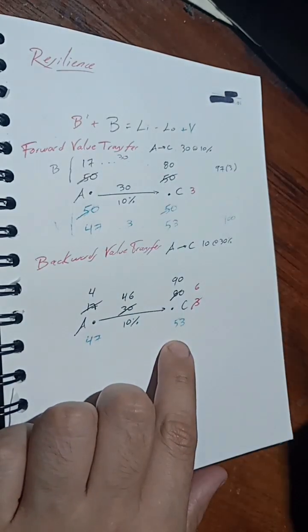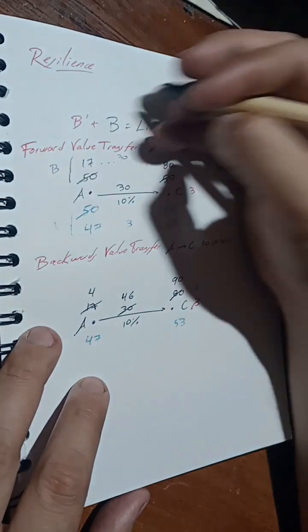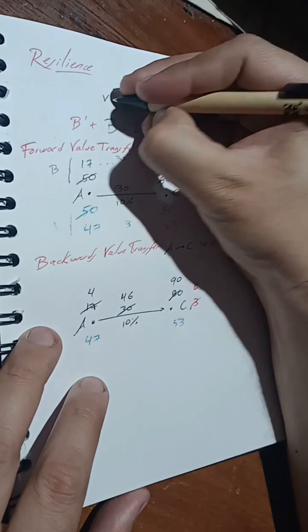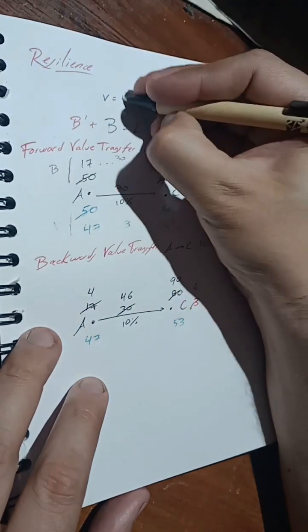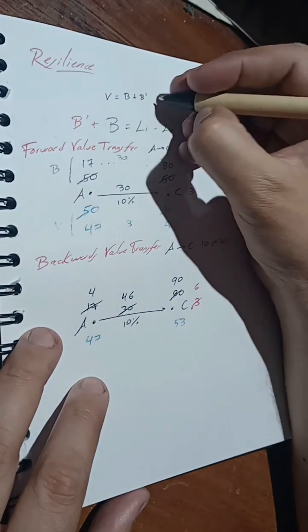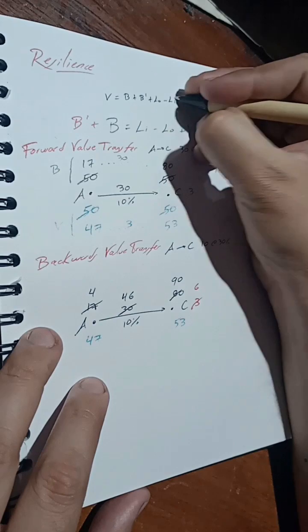Okay, I'm going to write here something that I left over from the last part. V is also equal to B plus B plus LO minus LE.